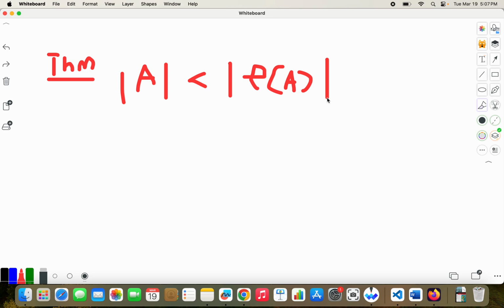Wait. You sure about that? Oh, yeah. Because the cardinality of the empty set is 0. And the power set of the empty set, it's 1. 2 to 0 is 1. Okay. So, theorem. This is actually kind of a remark.